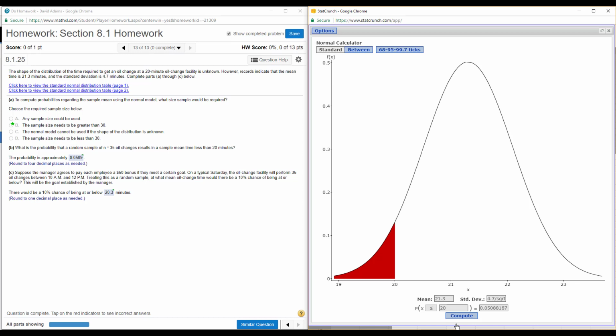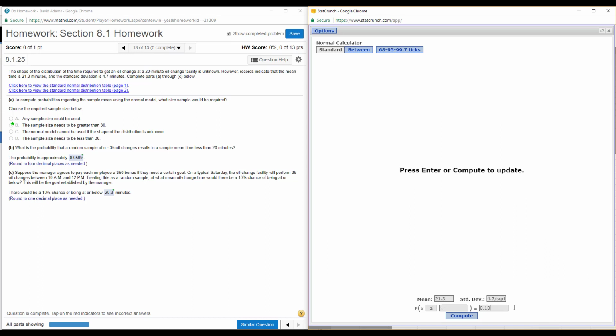Below, this is a little bit confusing, but all we want to know is what value on the x-axis in this scenario will result in a left tail equaling 10%. Do you see the 10% right here? Our sample size is still 35. So what we do is, everything's the same except we just put 0.10. This is a lot like part F in problem 12, and we compute.